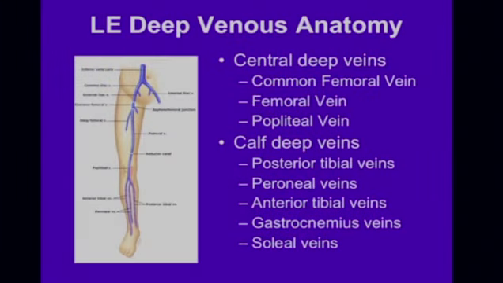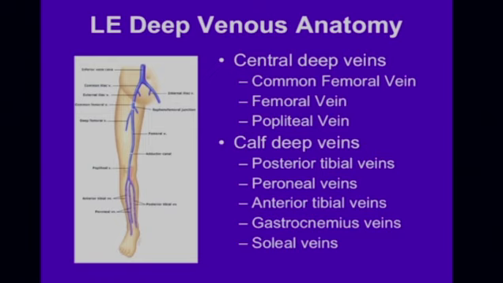Let's begin by discussing some deep venous anatomy. There are two main systems of the venous system, the deep system and the superficial system. The deep system lies underneath the muscular fascia and is responsible for returning most of the blood to the heart. The deep system is divided into the larger central veins and the deep veins of the calf. The central deep veins are the common femoral vein, deep femoral vein, and popliteal vein.